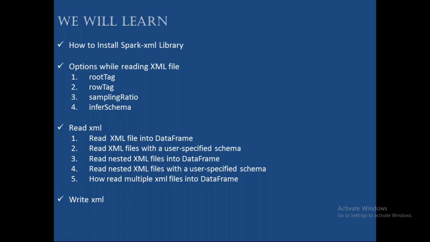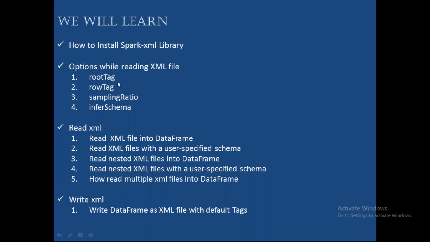Now we will go and see writing XML. We will see how to write a data frame as an XML file with default tags. What are those tags? rootTag and rowTag. These two are important. I am not going to mention what my rootTag is and what my rowTag is. I will show you what default tags it is going to take.